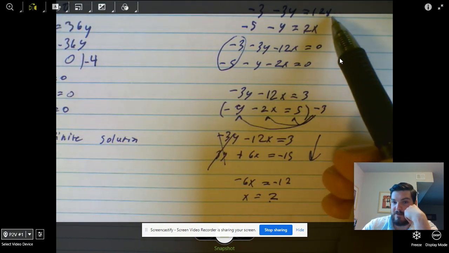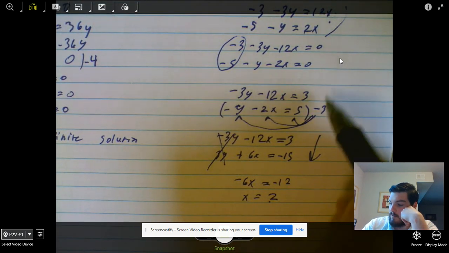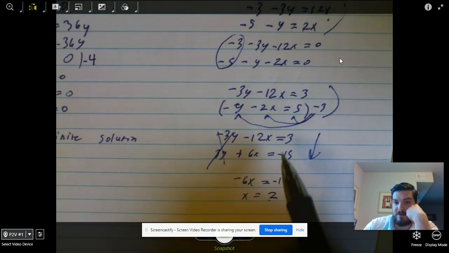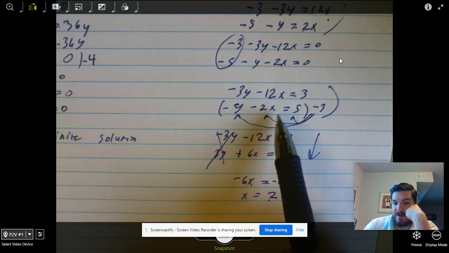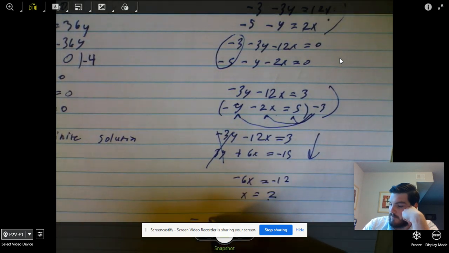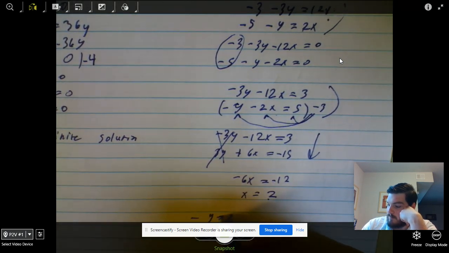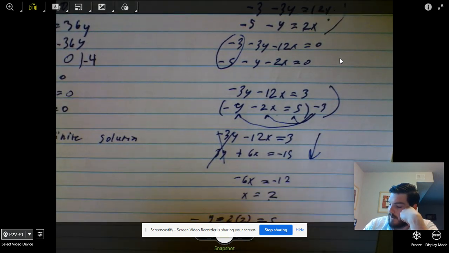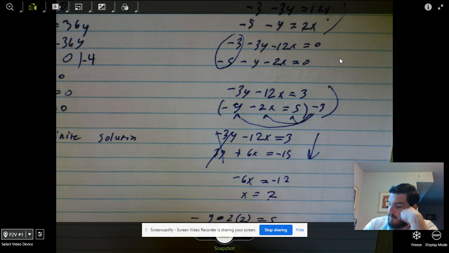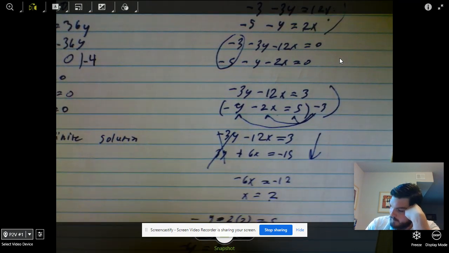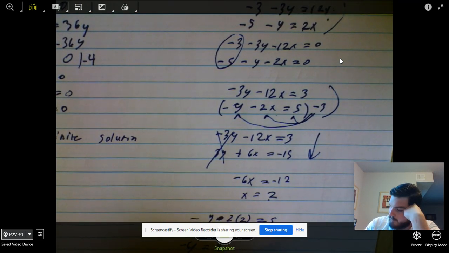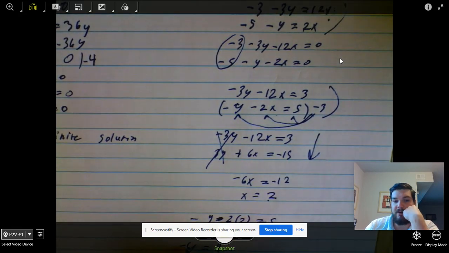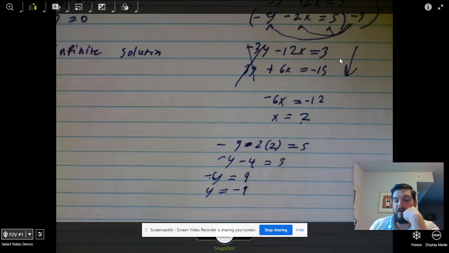Okay, then we're going to take this, substitute it into an equation, and it doesn't matter which one we substitute. We can substitute in this top one here, or we can substitute in this bottom one here. I'm going to choose the bottom one here because it's a lot easier to look at. So negative y minus 2 times 2 equals 5. So then negative y minus 4 equals 5. Negative y equals 9. Y equals negative 9. Because that's a negative, we need to make that positive. All right.